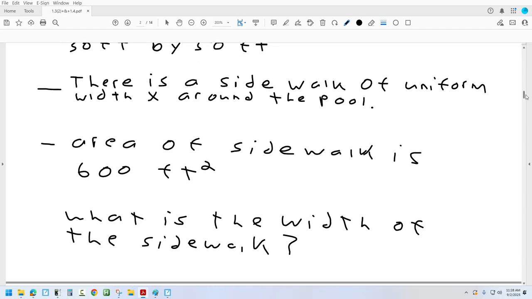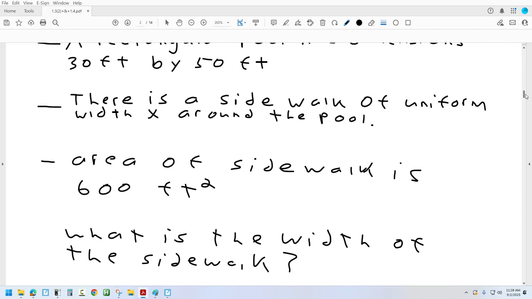Now, we don't know the width of the sidewalk. That's going to be what they want us to find. But we do know the surface area of the sidewalk is 600 square feet. So knowing the dimensions of the pool, the fact that the sidewalk is uniform all the way around, and the area of the sidewalk, that's enough information to piece it together and figure out the width of the sidewalk.